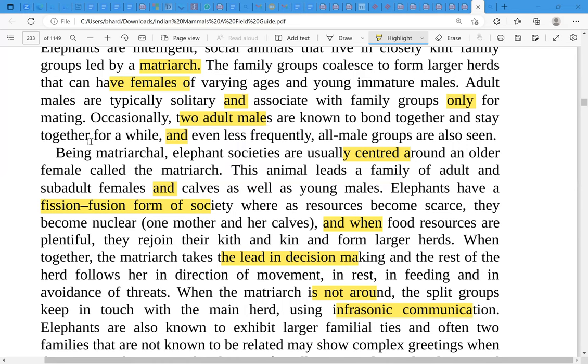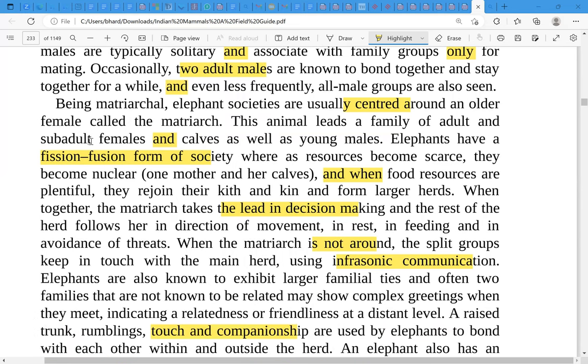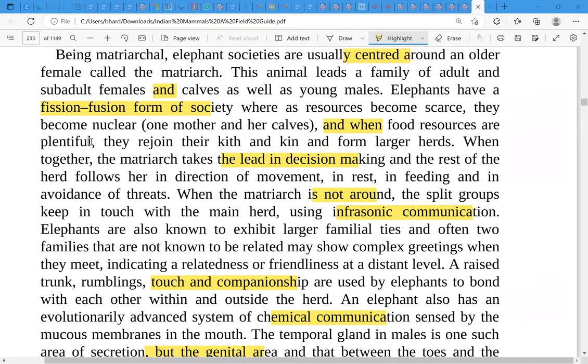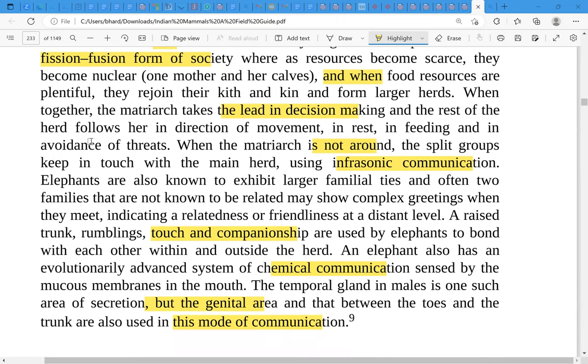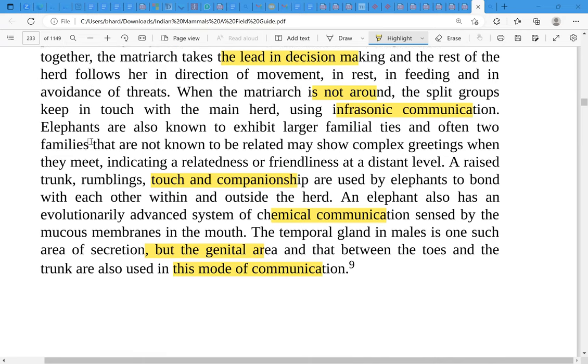Animal societies are usually centered around an older female called the matriarch. And this animal leads a family of adults and subadults and calves and young males. Elephants have a fission-fusion form of society. When the resources become less, they become nuclear, so that everybody can go out and look for more resources, and when the resources are there, they fuse together. So the matriarch can take the lead in decision making, where to rest, where to go, how to move. When the matriarch is not around, they split into groups and then they remain in touch with the leader through infrasonic communication, through touch and companionship.